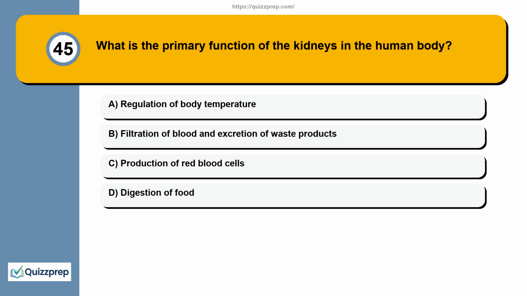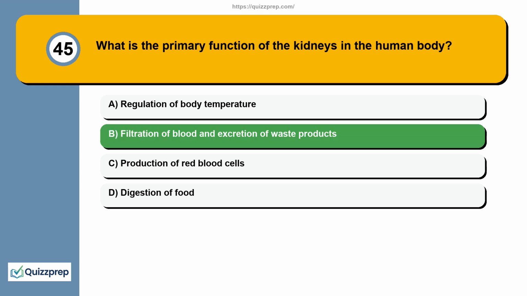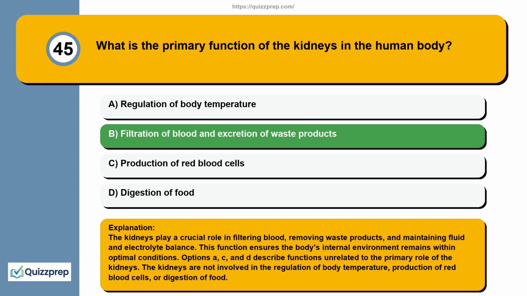Question 45. What is the primary function of the kidneys in the human body? Regulation of body temperature, filtration of blood and excretion of waste products, production of red blood cells, digestion of food. The kidneys play a crucial role in filtering blood, removing waste products, and maintaining fluid and electrolyte balance. This function ensures the body's internal environment remains within optimal conditions. Options A, C, and D describe functions unrelated to the primary role of the kidneys. The kidneys are not involved in the regulation of body temperature, production of red blood cells, or digestion of food.